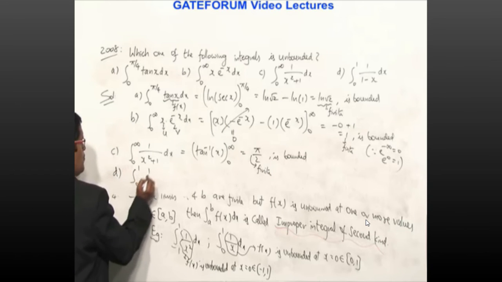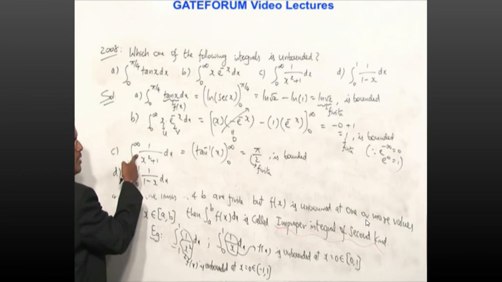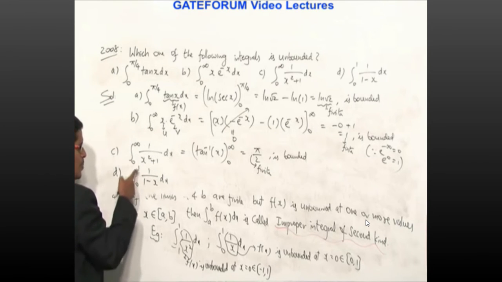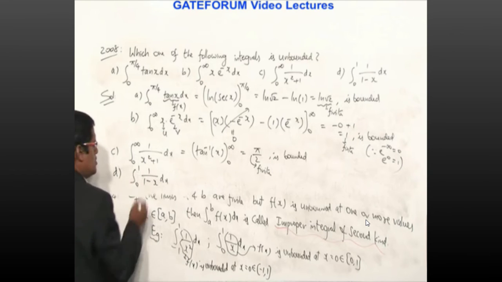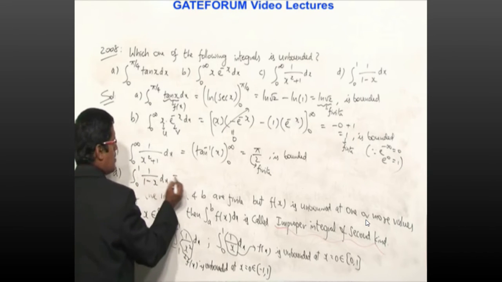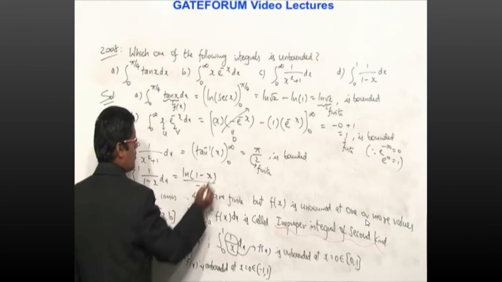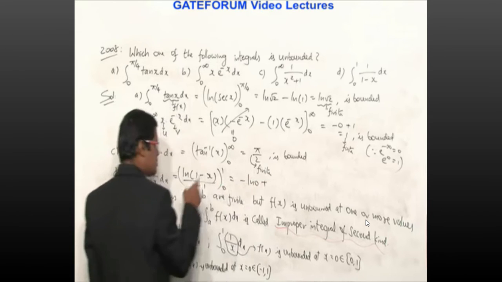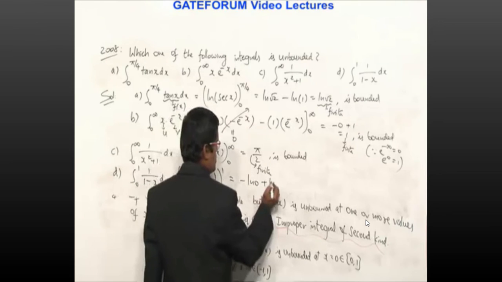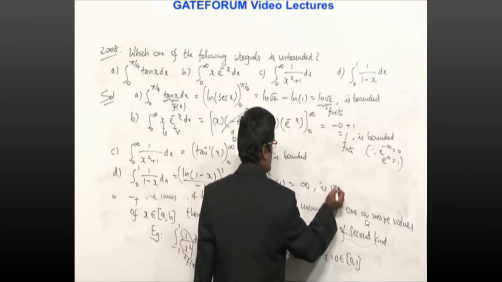Now 0 to 1, 1 by 1 minus x dx. This is also a first kind improper integral, but the limits are finite. Option D: the function 1 by 1 minus x is not defined, that means 1 by 1 minus x is infinite at x equal to 1. So this is a second kind improper integral. It looks like 1 by x integration: ln of 1 minus x, dividing by the x coefficient, limits 0 to 1. So minus ln 0, and for the lower limit we put a minus and then x equal to 0, which becomes ln 1. So this becomes infinity. So it is unbounded.